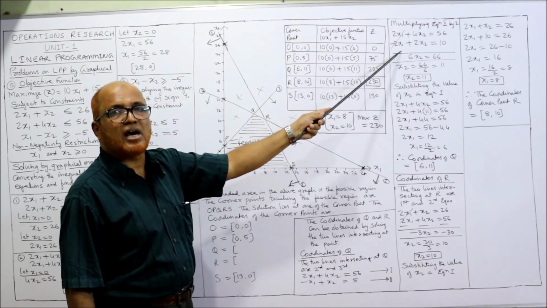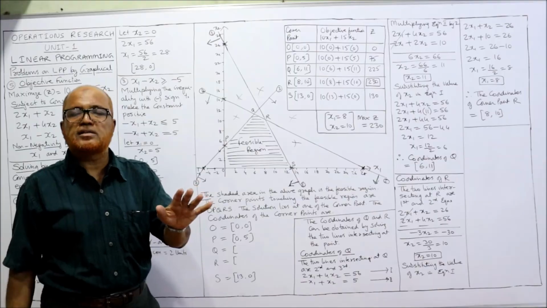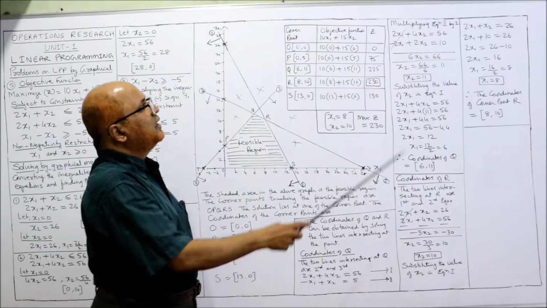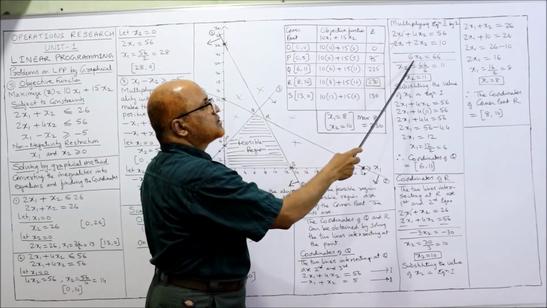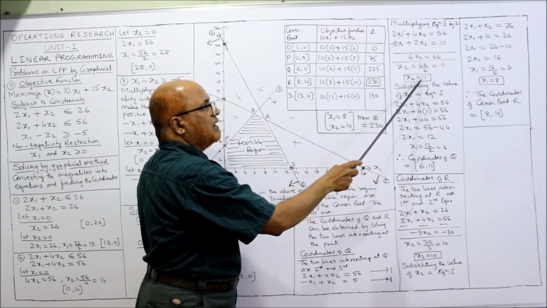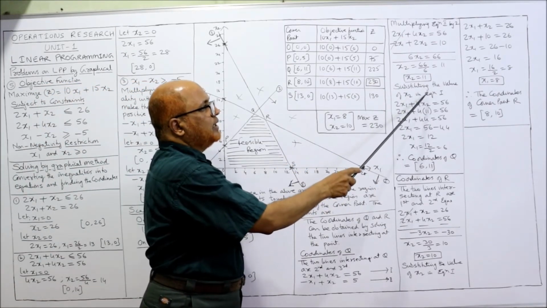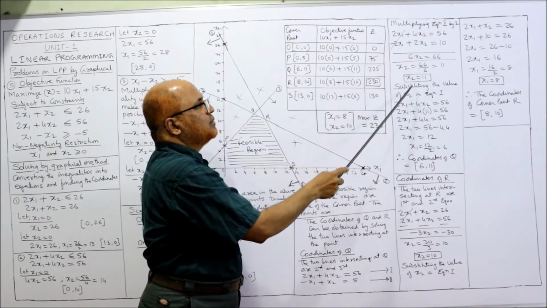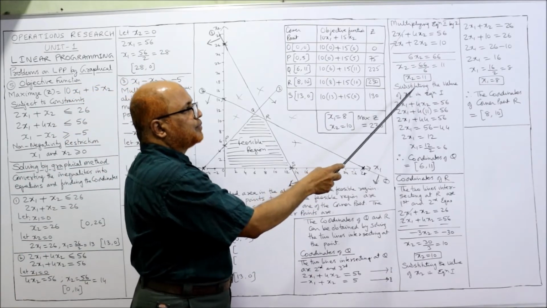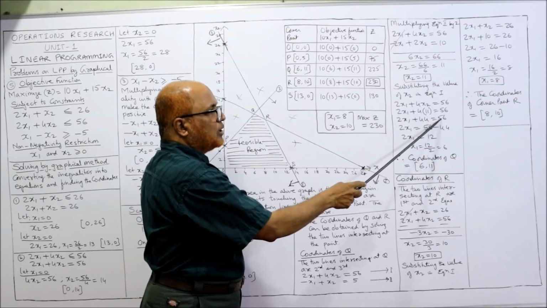Now without changing the sign, directly this 2x1 and minus 2x1 will get cancelled. No need to change the sign. Now 4x2 plus 2x2 is 6x2, and 56 plus 10 is 66. So x2 is equal to 66 by 6, which is 11. We got the value of x2. Now substituting the value of x2 in equation 1, 2x1 plus 4x2 is equal to 56. In place of x2 I am writing 11. So 2x1 plus 44 is equal to 56.